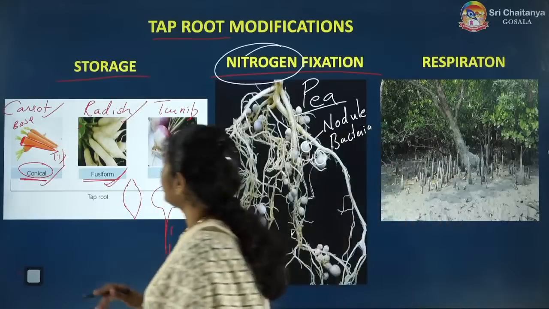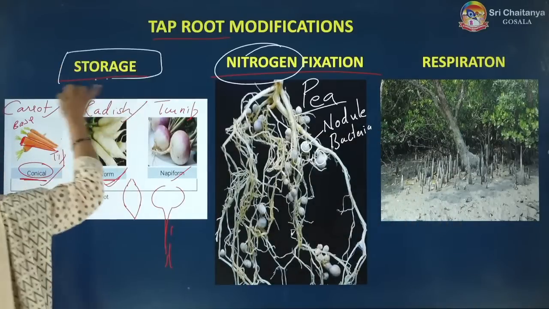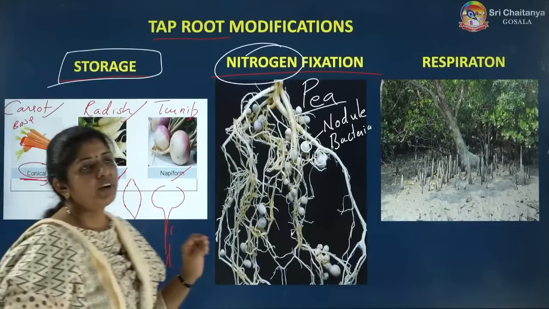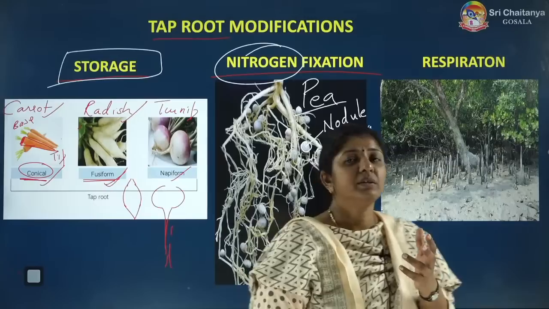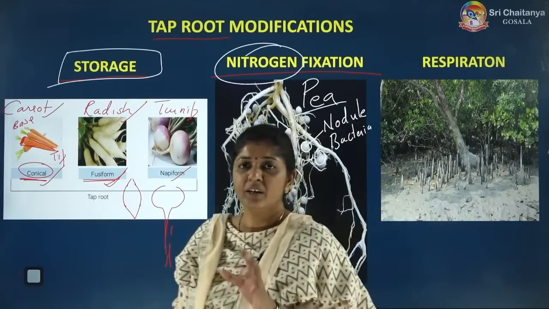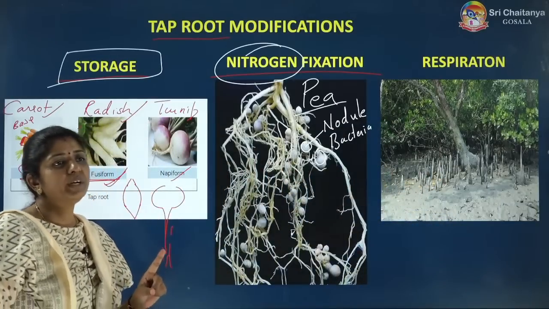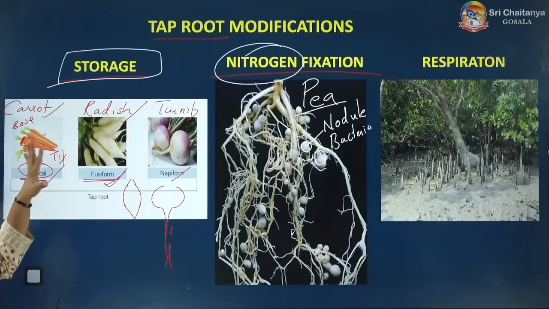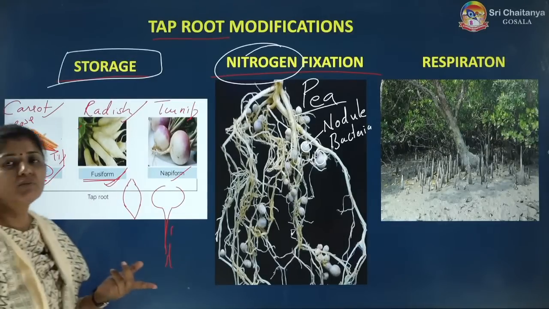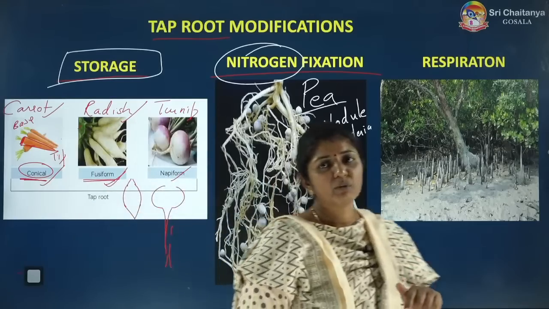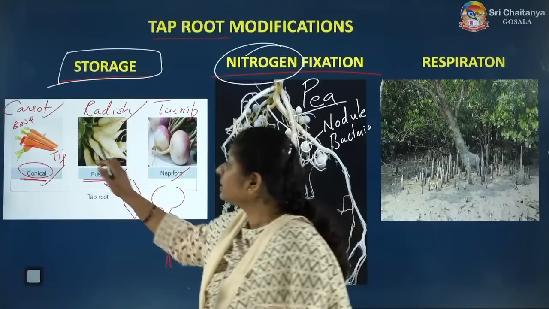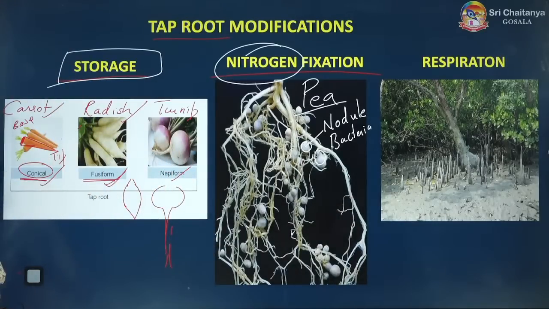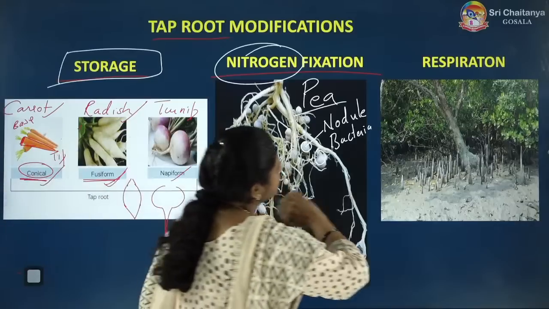Okay, so storage, I repeat, one girl asked me that carrot, radish, turnip are root modification. Potato is what? Stem modification. Fine. So this is a very important difference where students get confused. Clear? Storage in both cases, but potato is underground stem modification for storage, but here carrot, radish and turnip are for storage but are root modification. Now nitrogen fixation is a function.